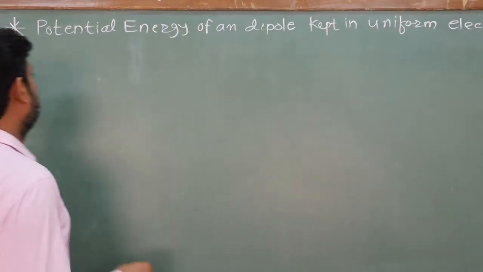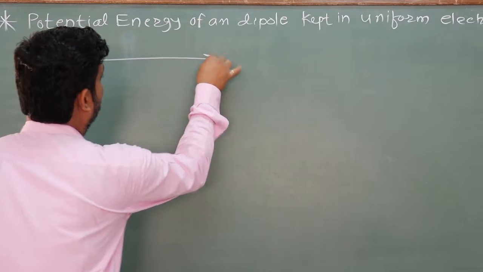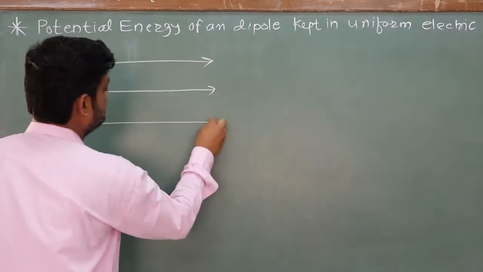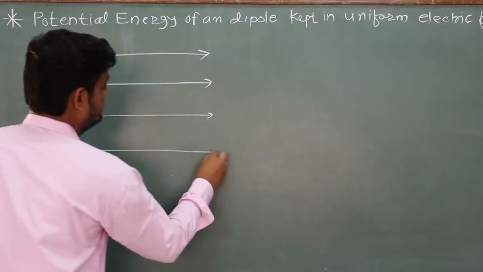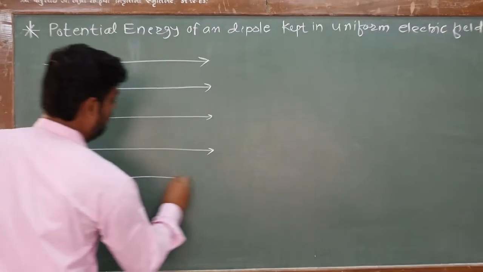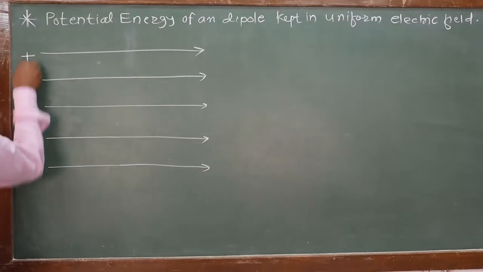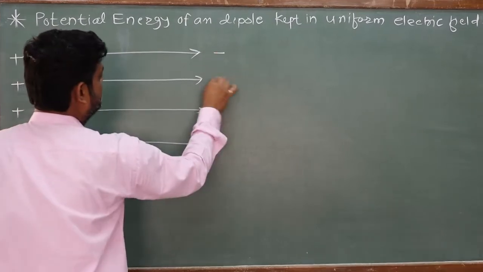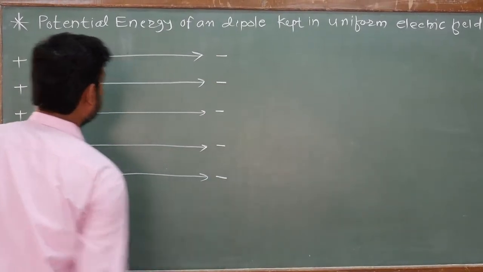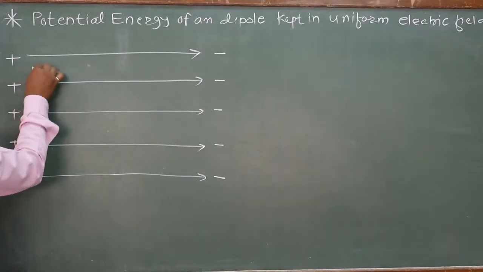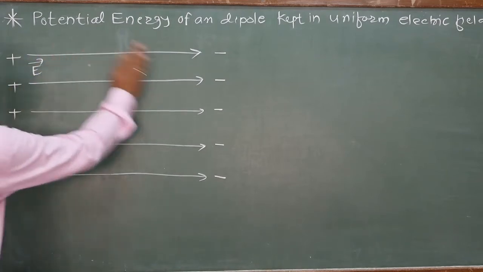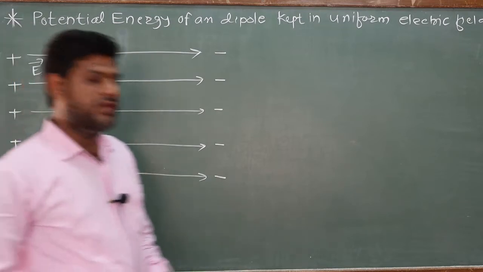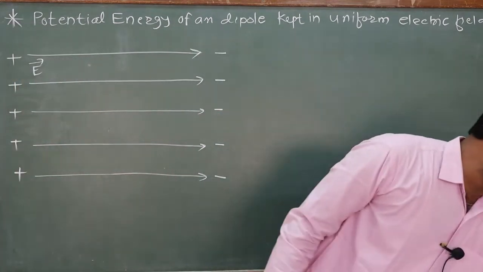For that purpose, first of all, we will draw a uniform electric field. These parallel and equidistant lines show a uniform electric field, right? Electric field lines are from positive to negative. So this is the electric field, and it is a uniform electric field. In that uniform electric field, we are going to keep a dipole.